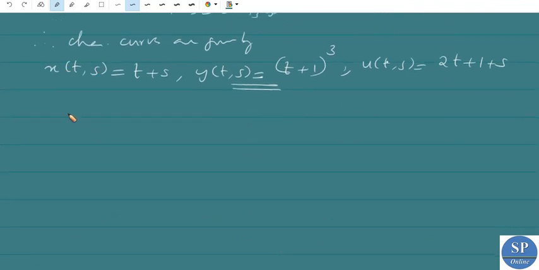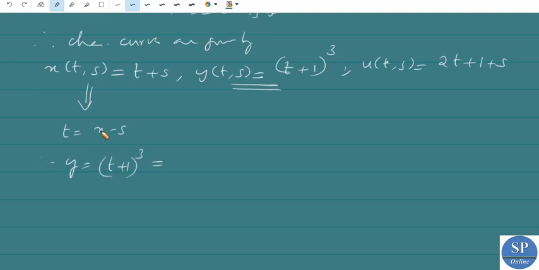Now from this equation, from this we have t equal to x minus s. To find the solution in explicit form, we need to eliminate t and s. So from this first equation we have t equal to x minus s, and therefore applying this t here we get y is equal to (t plus 1) whole cube.